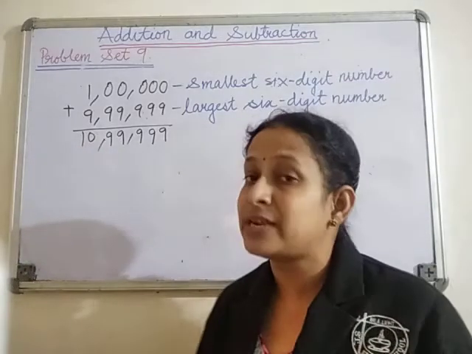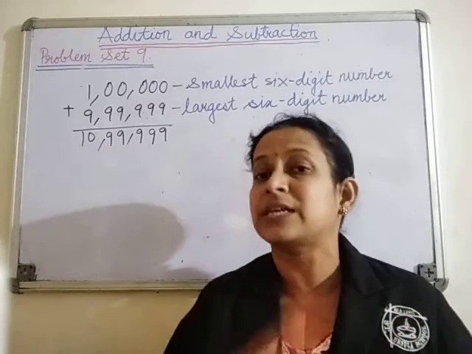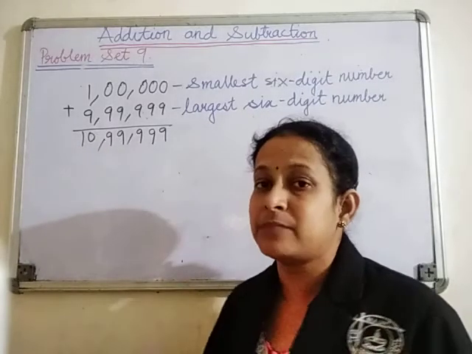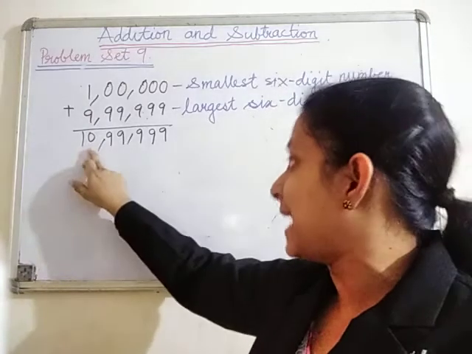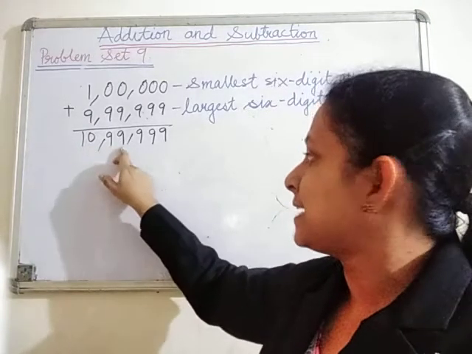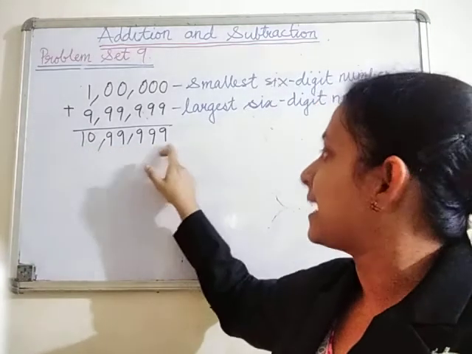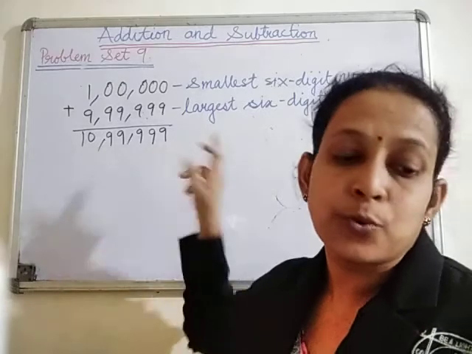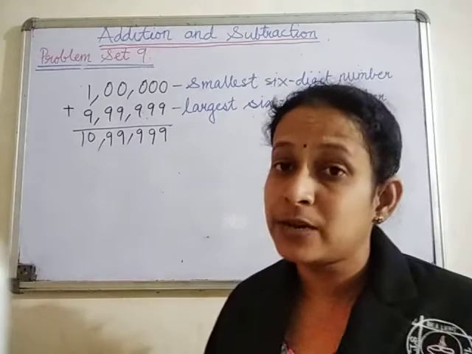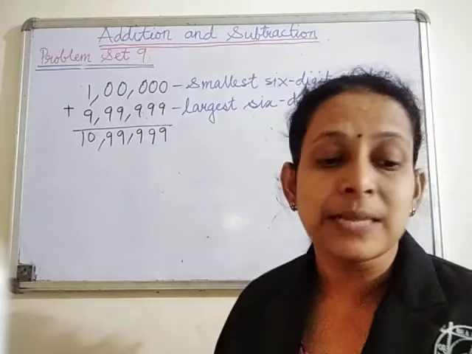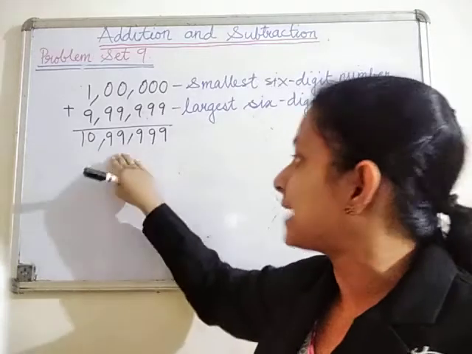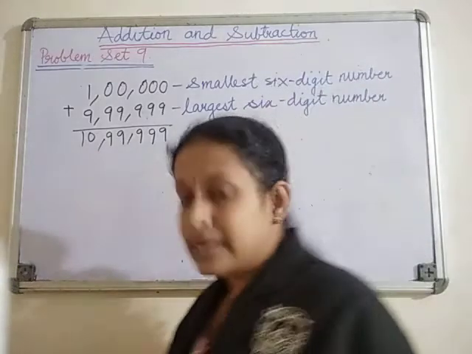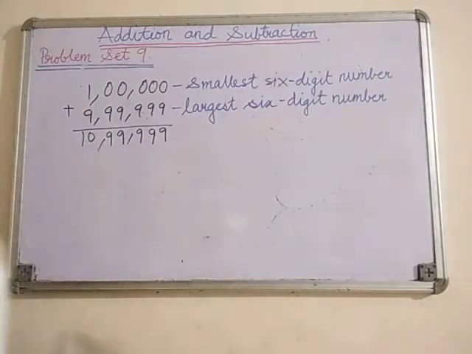So you know, a 7-digit number starts with 10 lakh, correct? The place name is 10 lakh. So here also it is 10 lakh only. Fine. So 10 lakh, 99,999. So what will you write as the statement? You will say that the sum of the smallest and the largest 6-digit number is 10,99,999.